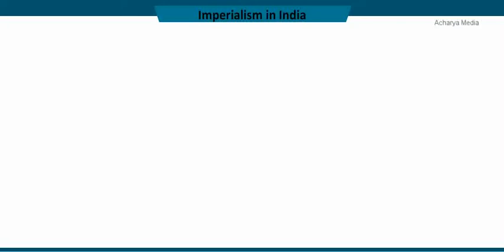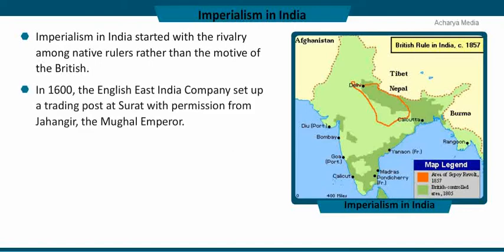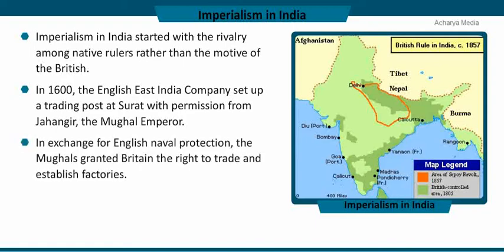Imperialism in India. Imperialism in India started with a rivalry among native rulers rather than the motive of the British. In 1600, the English East India Company was formed in England, and later it set up a trading post at Surat with the permission of Jahangir, the Mughal emperor. In exchange for English naval protection to the Mughal Empire, which faced Portuguese invasion, the Mughals granted Britain the right to trade and establish factories.